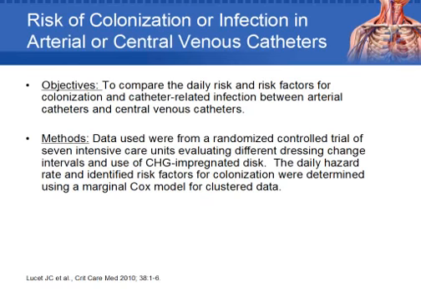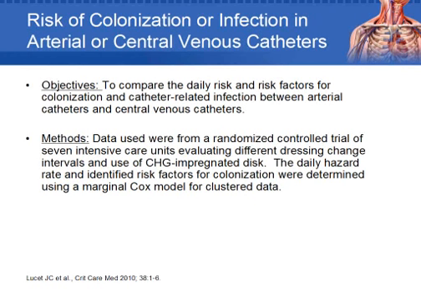Now let's move to a study by Lucet and colleagues, published in Critical Care Medicine in 2010. This is from a randomized controlled trial in 7 hospitals, medical and surgical ICUs in Paris, France. The objective of this study was to compare the daily risk and risk factors for colonization and catheter-related infection between arterial catheters and central venous catheters. So certainly one of the distinctions here from the Coe study was peripheral arterial catheters. The majority of the catheters in this study are central arterial catheters.